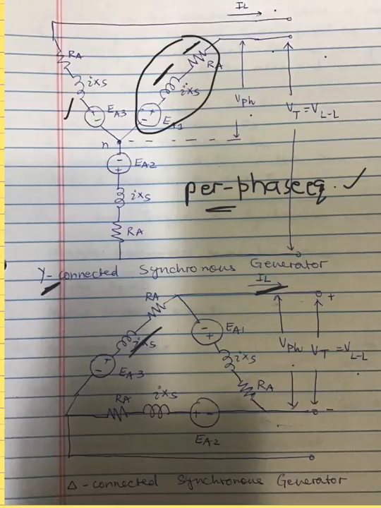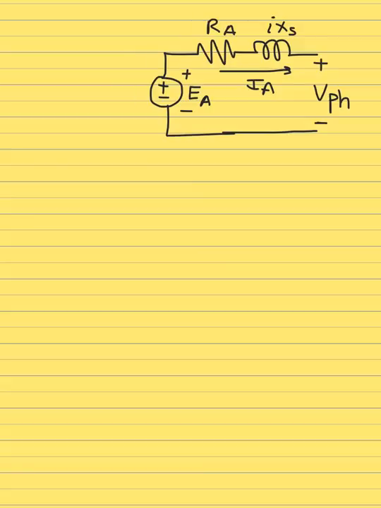So let's use the per phase equivalent circuit for the armature or the stator winding of the synchronous generator, and the complete equivalent circuit looks like this. Okay, so that is the per phase equivalent circuit for the armature winding of the synchronous generator. Here you have the internally generated voltage. It's called internally generated voltage.